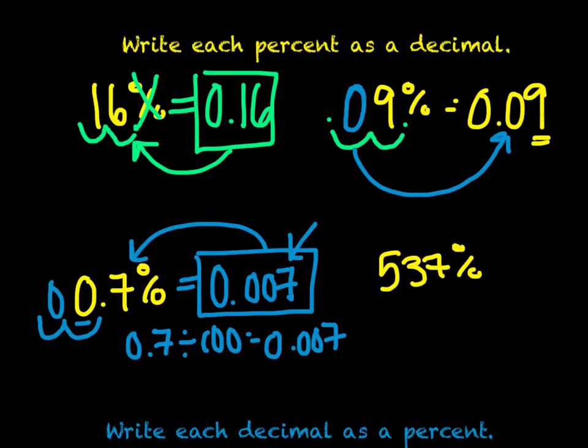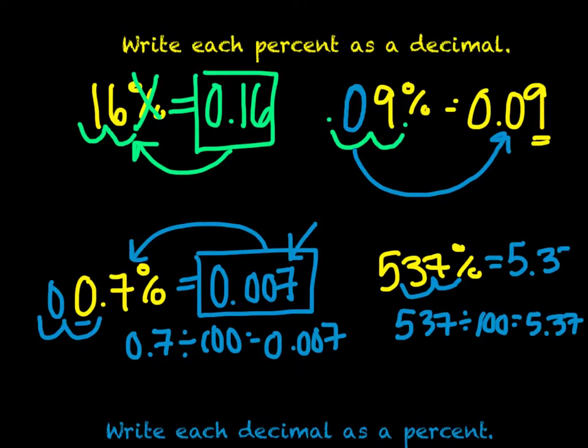We have 537%. So again, we're dividing 537 by 100 and we get 5.37. If we were to put it in a calculator, we can also do the math by moving that decimal point over 2 places, so it goes in between the 5 and the 3. And so 5.37 is 537%.